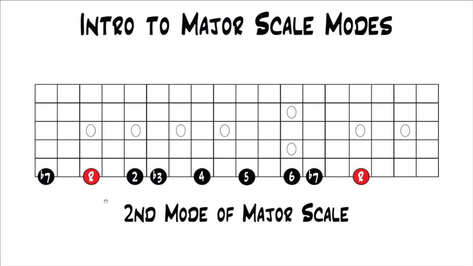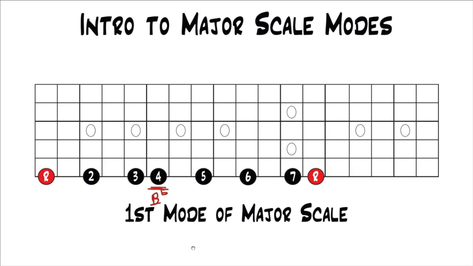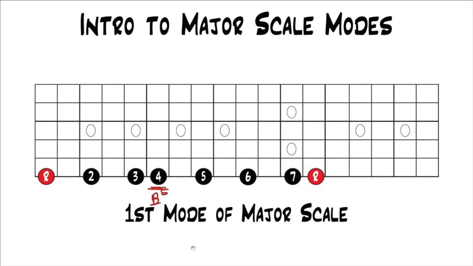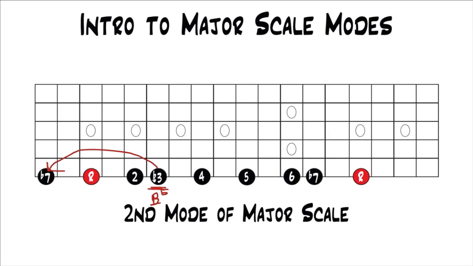But when you're soloing over a minor 7 chord with the second mode, what was the fourth of the F major scale, or the first mode, is now the flat 3 of the second mode. They're both a B flat note. So it was B flat with the first mode, it's B flat with the second mode, but in the first mode it was a fourth interval compared to the root. In the second mode it's a flat 3 interval compared to the root.